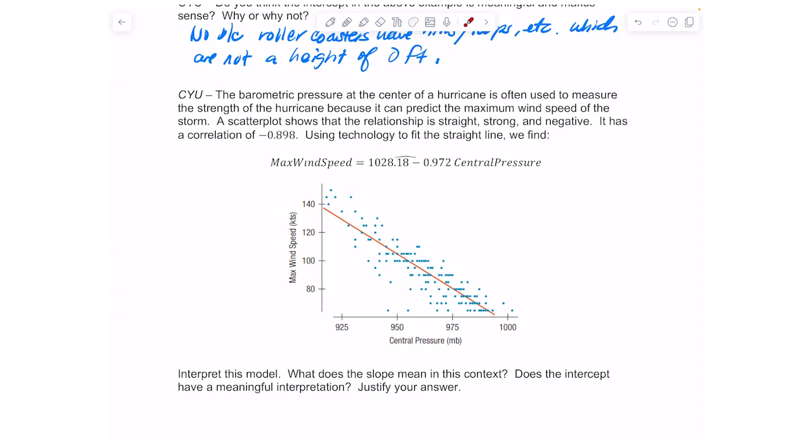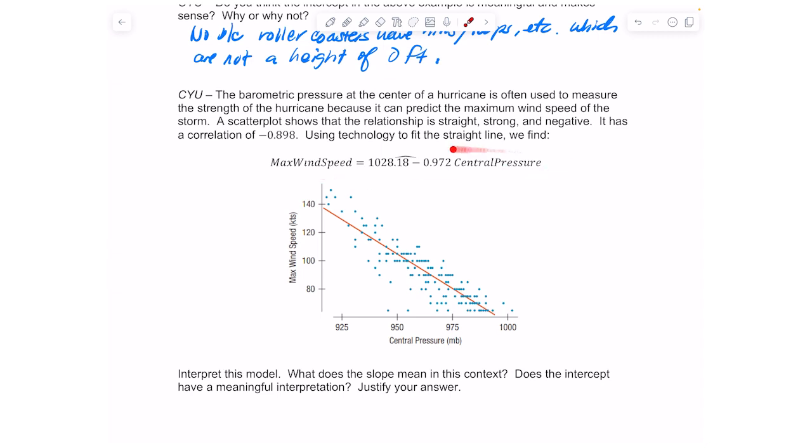Remember, a correlation measures the strength and direction of a linear association between two quantitative variables. So this is telling me that the direction is negative, which we can see it is. As central pressure increases, the maximum wind speed in knots decreases. It also shows us the strength. So that's a very strong correlation or relationship between central pressure and maximum wind speed.